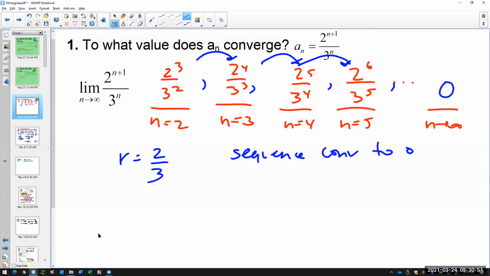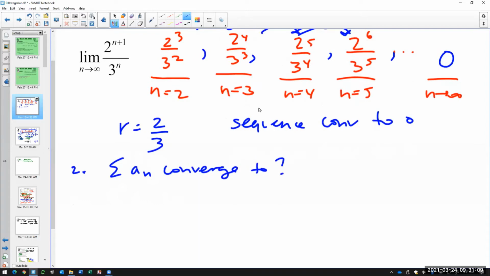Okay, now what happens if I said the series? Okay, so series is something a little bit different. What if I said, so number 2 is, what does the series converge to? Okay, and so the series would be taking these same numbers, but now not putting commas in between them, actually putting plus signs in between.